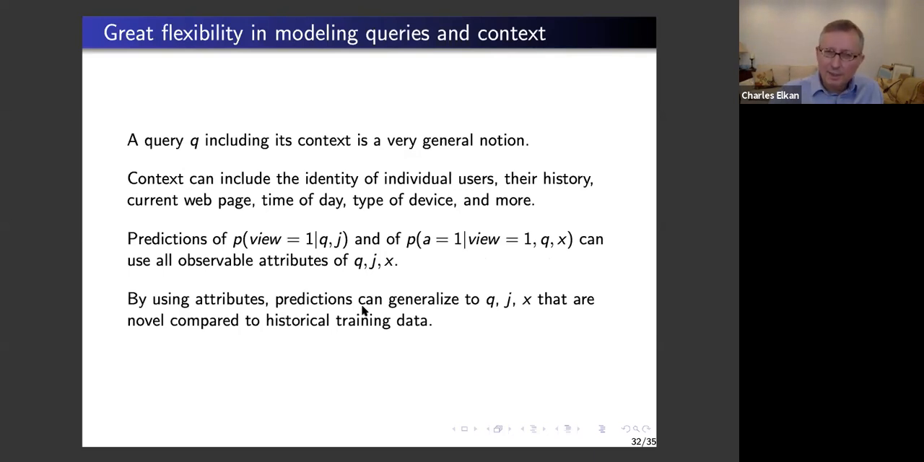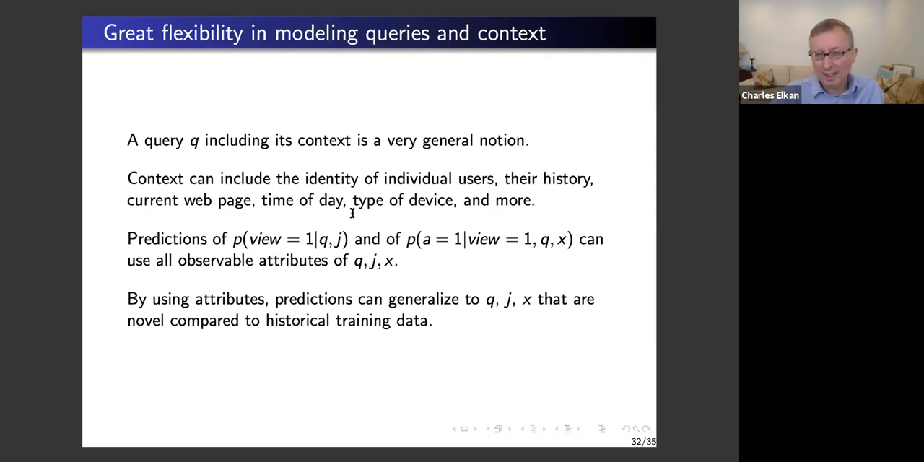And finally, there's a lot of flexibility in modeling queries and context. So a query is not just a query, it's also the identity of the user and anything else about context, which can include time of day, type of device, and more. And we can use any model for prominence. That's probably a view. And the model of prominence can use any characteristics of queries Q. And then the model for attractiveness, which is probably of action, that can also use any properties of the query Q. So it can use all observable attributes.